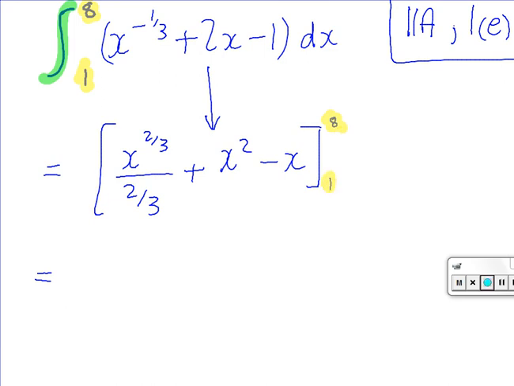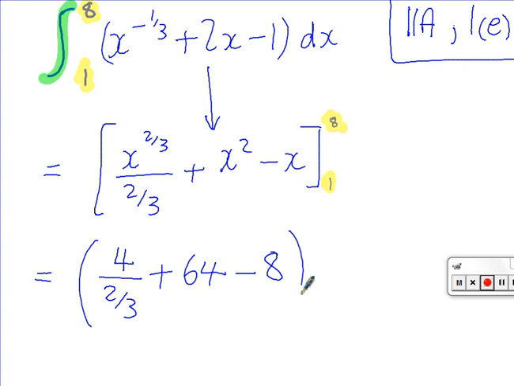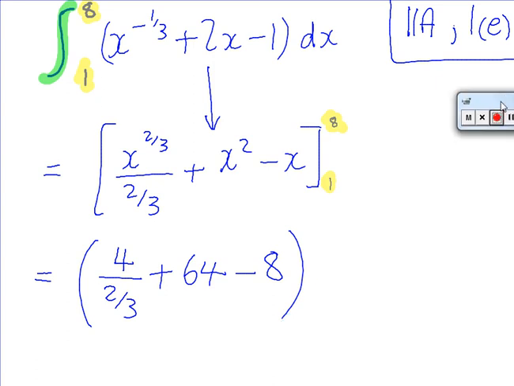So let's have a go at that. It's easy if we do it. 8 to the power of 2/3 is going to be the cube root of 8 squared, which is 4, over 2/3, plus x squared, well 8 squared, 64, minus x, minus 8. So that's the expression when x equals 8. We're then going to subtract, because we always subtract, the value of the expression when x is 1, which is 1 over 2/3 plus 1 minus 1.